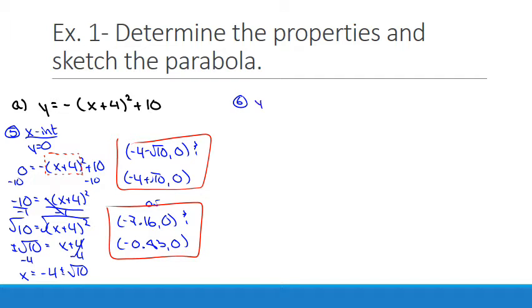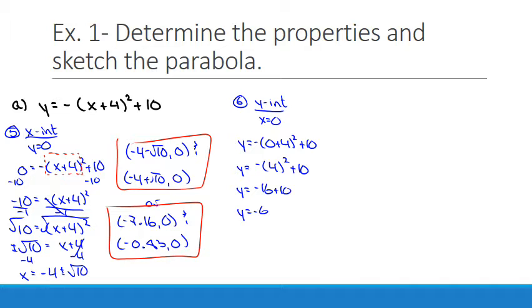Y-intercept. For every y-intercept, x equals 0. Y-intercepts are always the easy one to determine. I'm just going to go through here. 0 plus 4 is 4, squared, negative 16, plus 10. So y equals negative 6. So 0 and negative 6.